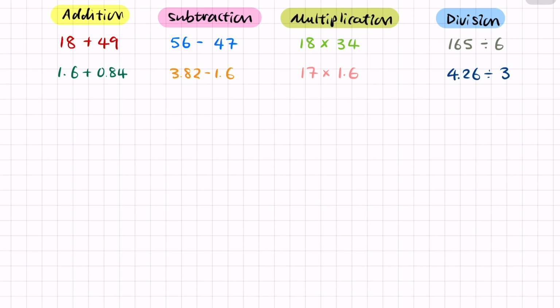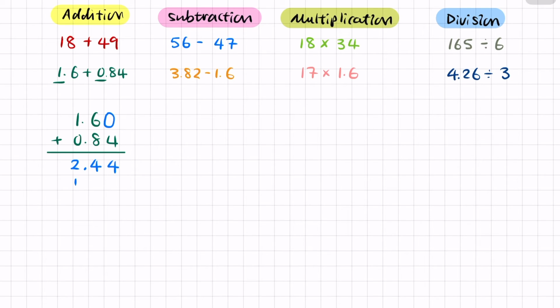Now we can apply the same method when working with decimals. First, we need to make sure ones are lined up, tens are lined up. So we set out our calculation like this. 1.6 can also be written as 1.60. So 0 add 4 is 4, 6 add 8 is 14, carry 1, and 1 add 0 add 1 is 2 with a decimal point. So the answer is 2.44.